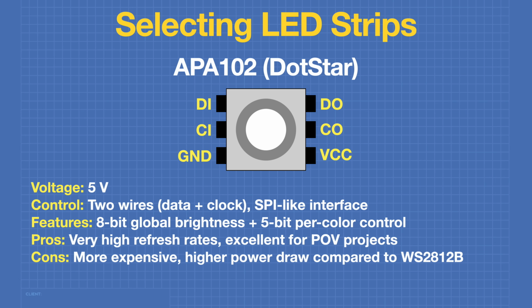And the APA102 is also known as the Dot Star. This is a 5-volt LED that uses 2 wires, a data and clock, and an SPI-like interface. It features 8-bit global brightness and 5-bit per color control. It has a very high refresh rate, and it's very good for persistence of vision or POV projects. However, this is more expensive and draws more power compared to a WS2812B.